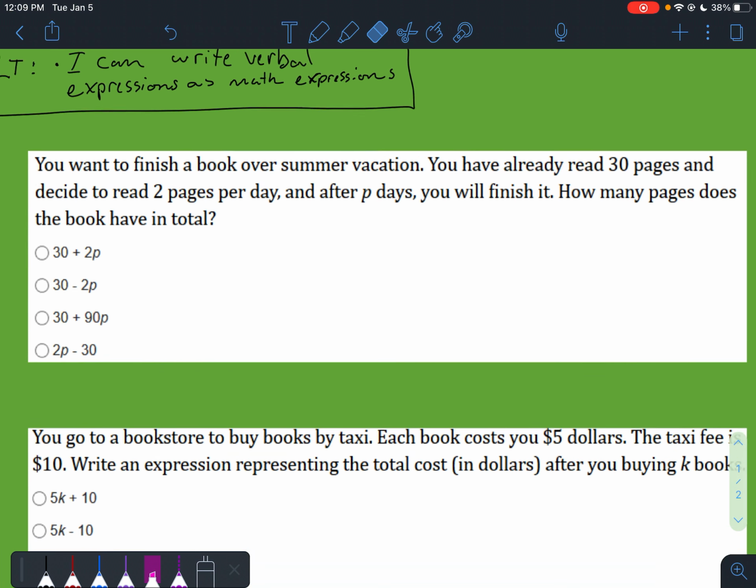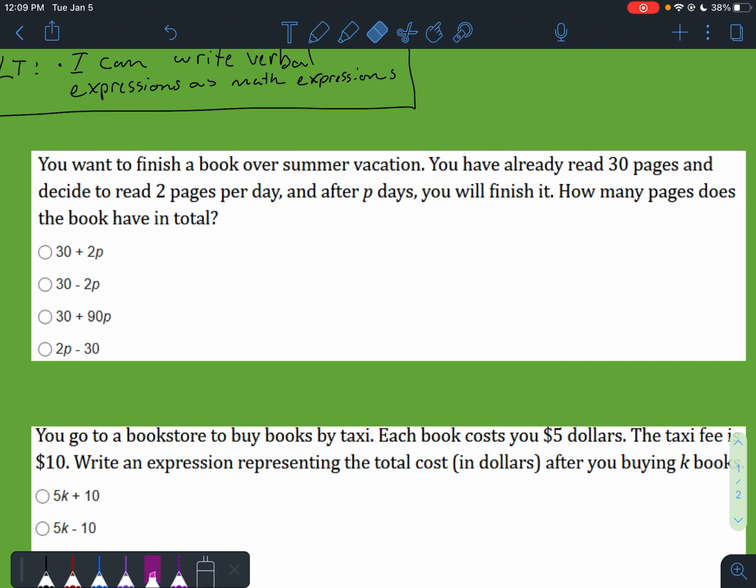So the first one, you want to finish a book over summer vacation. You've already read 30 pages and decide to read 2 pages per day. After P days, you will finish it. How many pages does the book have in total? So you're looking at this. This 30, you are locked into. You have already read 30 pages. So you're starting at 30.